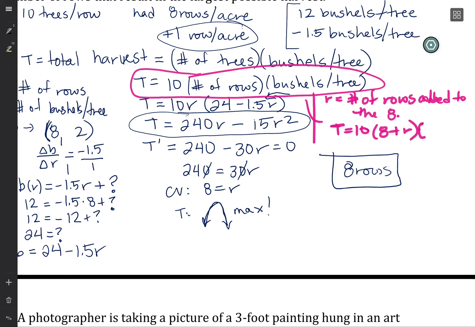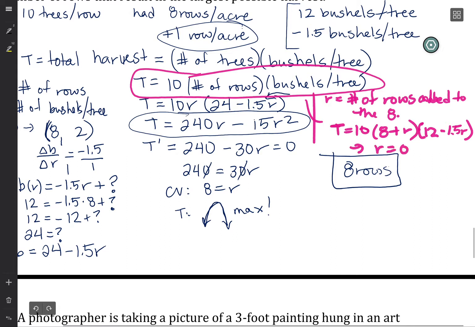Here we could say, okay, well, at 8 rows, we had 12 bushels per tree. And we know we're going to lose 1.5 bushels for every row. And that gives us that setup without actually having to go back and do the linear calculation to get the slope. So this will give you the same answer, but be aware that what you should get, let me actually look at it, 12, 3/2. It's 24/3.